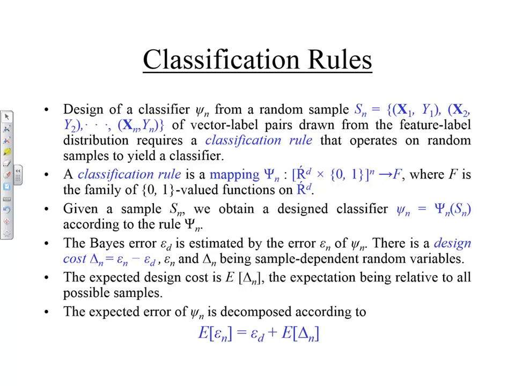Now the problem is, you have theorems that tell you that as the sample size becomes very large, epsilon n is going to converge to epsilon d. The delta n will go to 0. But those asymptotic results don't apply here.